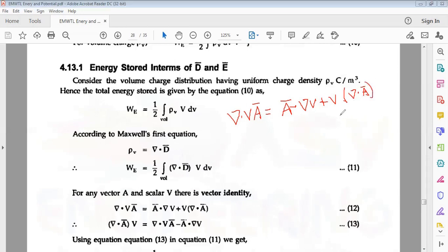This is a property: for del dot (v a bar), whatever term is there in a, either it is b or j also. Suppose it is j, then j bar dot del v plus v into del dot j bar. Understood? So here we have del dot d bar into v.